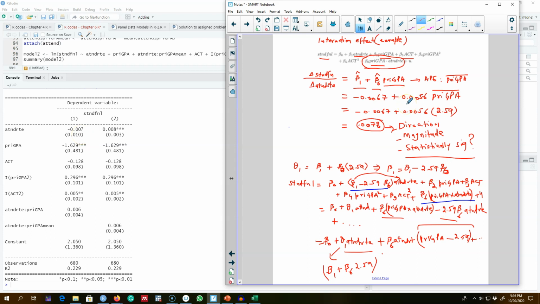So what we are more interested in here is the interaction impact, which you calculate by this, and then you get standard errors to see if this impact is statistically significant or not.